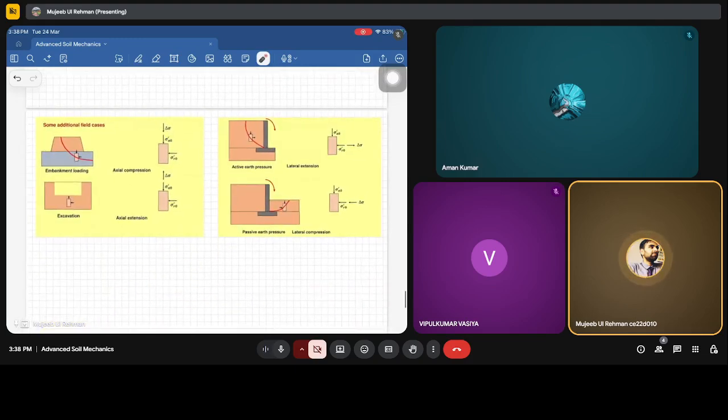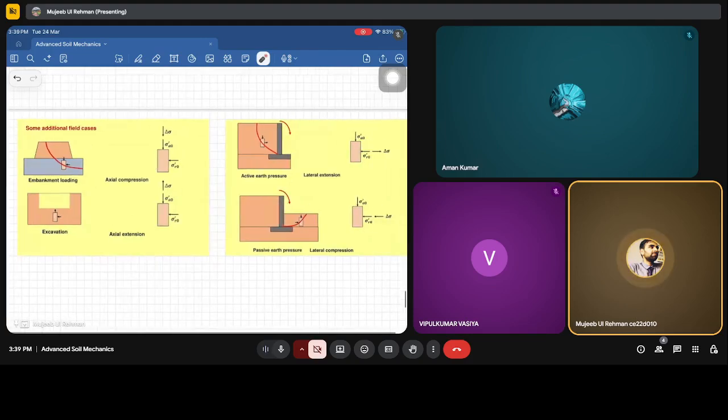Again, just a recap of the four different cases that we have studied in the drained and undrained conditions: D1, D2, and E1, E2. Like we have the embankment here, correct? So initially there was the sigma 1, sigma naught, and sigma r. Due to the construction of the embankment, you can see there will be delta sigma increasing in the vertical direction.